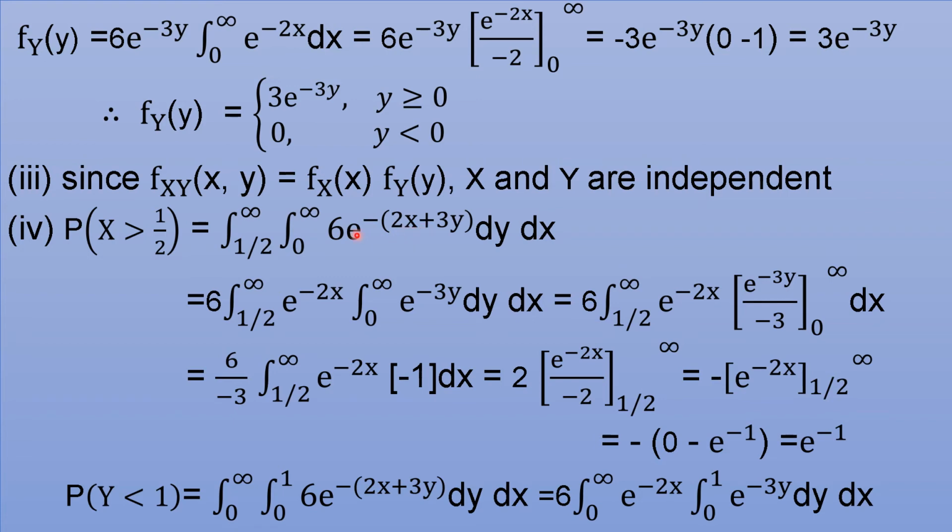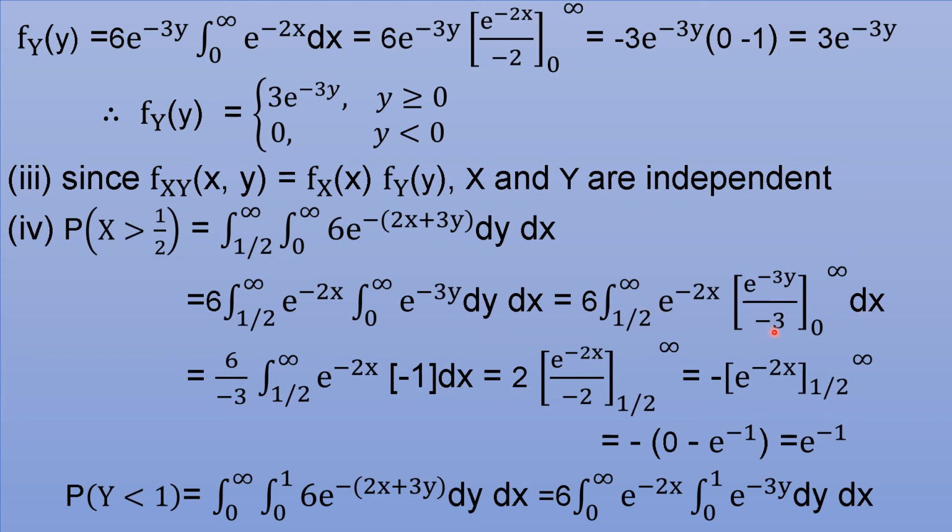Fxy of x comma y you can substitute with a as 6. Now 6 can be kept outside the double integral sign. Inner integral is with respect to y. So keep this e power minus 2x as it is. Calculate this inner integral first. Integral of e power minus 3y with respect to y is e power minus 3y by minus 3, difference at the upper limit infinity, lower limit 0. So 6 into integral half to infinity e power minus 2x into this integral, e power minus 3y by minus 3 at the upper and lower limits, with respect to x dx.